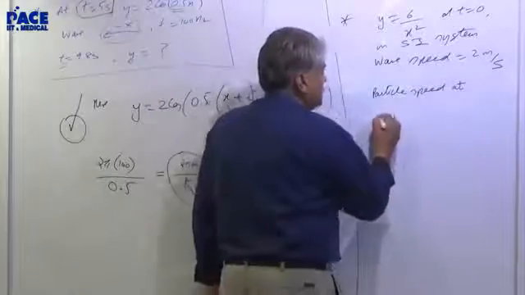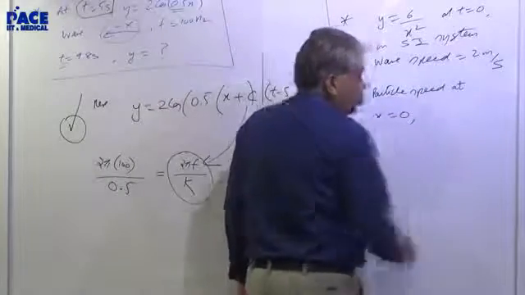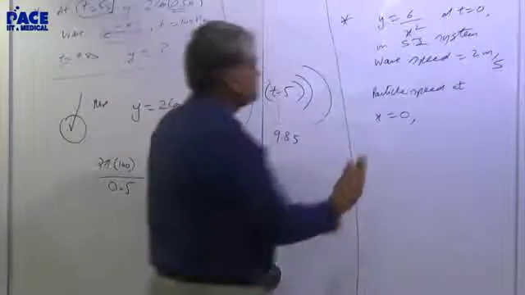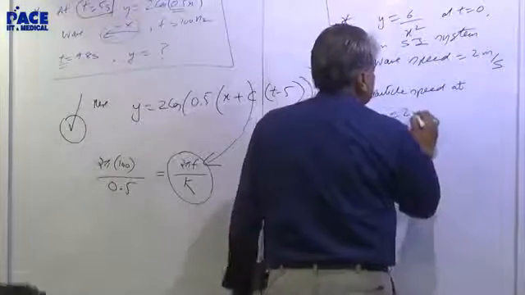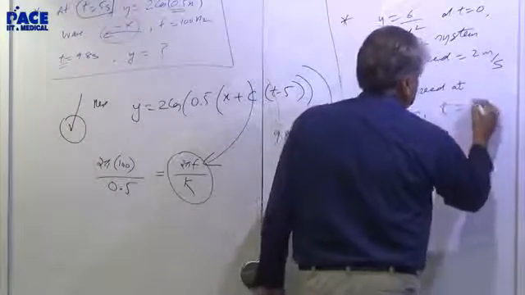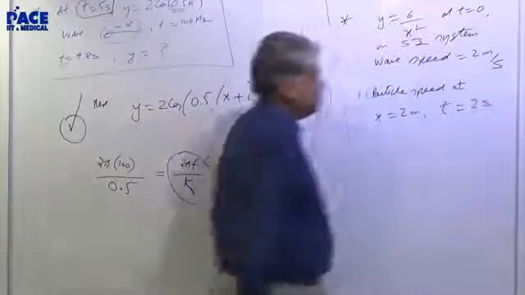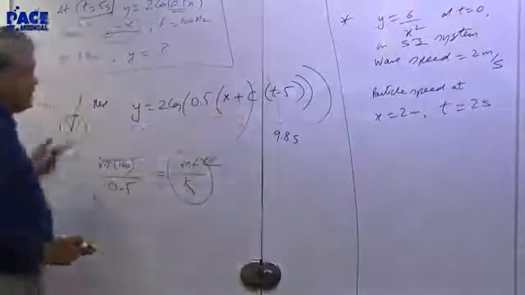What is the particle speed at x equal to 2 and t equal to 2? So x will be 2 meters and t equal to 2 seconds. Yeah, meanwhile, can I rub the left side?